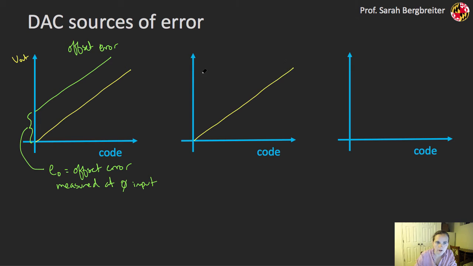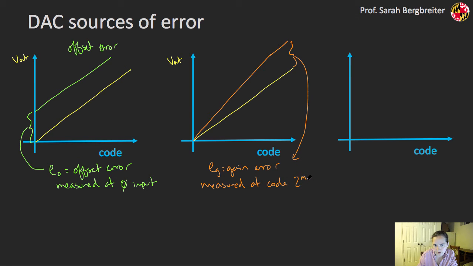So another error going from my digital input to my analog output can stem from the fact that I might not have the same VLSB each time. I might actually have some gain error associated with this. So most often this is measured at the highest point here. So I'm going to call this EG, or gain error. And typically that's measured at the code 2 to the m minus 1, effectively the largest code I can have. So obviously that's giving me some kind of bound on that error. If I have a smaller code, I'm going to have a smaller error associated with that.